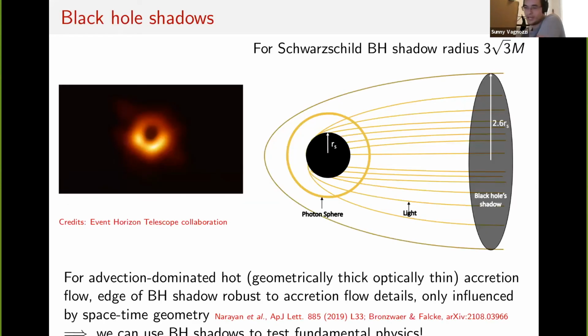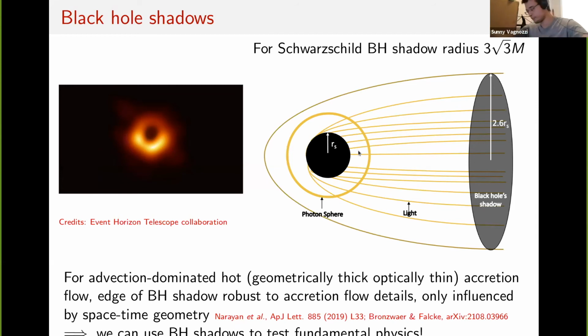So what's a black hole shadow? I'm sure we've all seen this image. It was called the image of the century. So what you are seeing here, despite what popular media says, you are not seeing the event horizon of the black hole. What you are seeing is the gravitationally lensed image of the photon sphere.